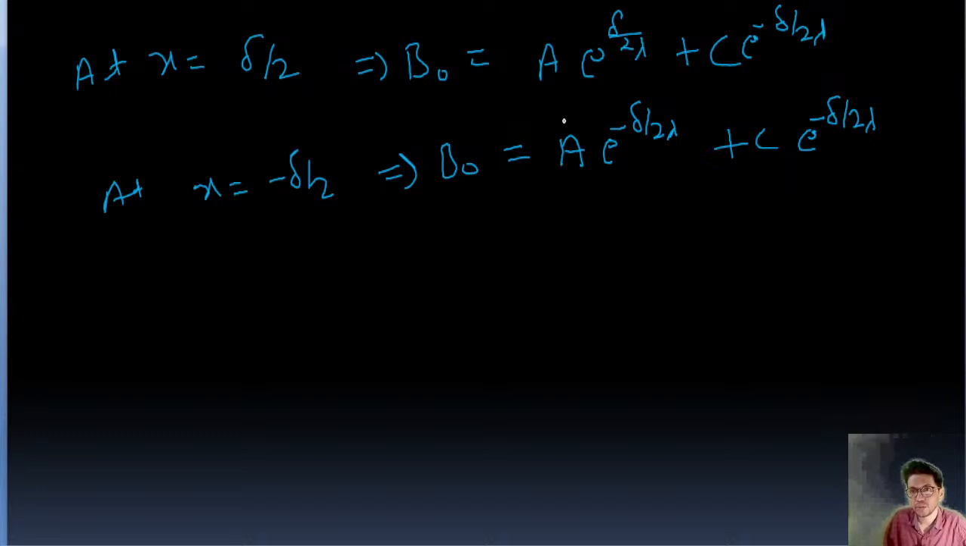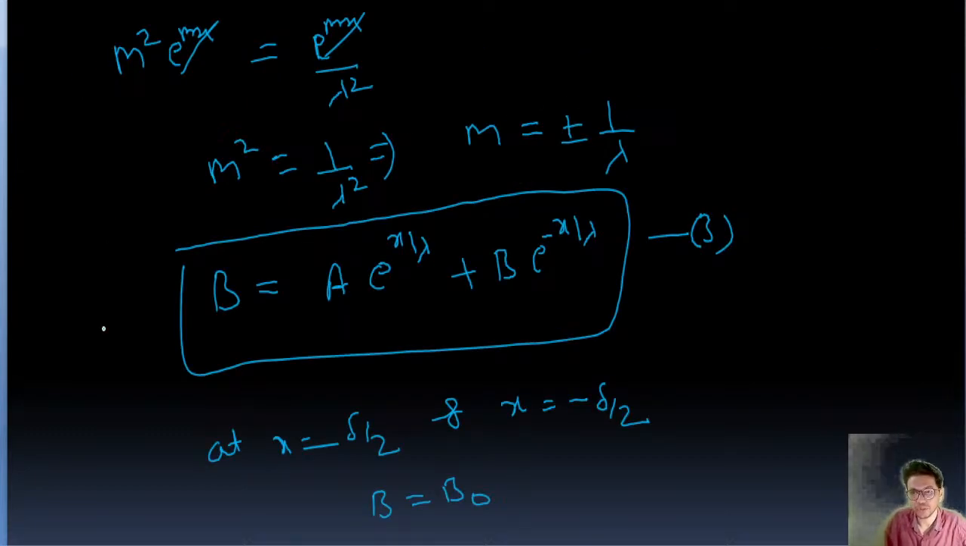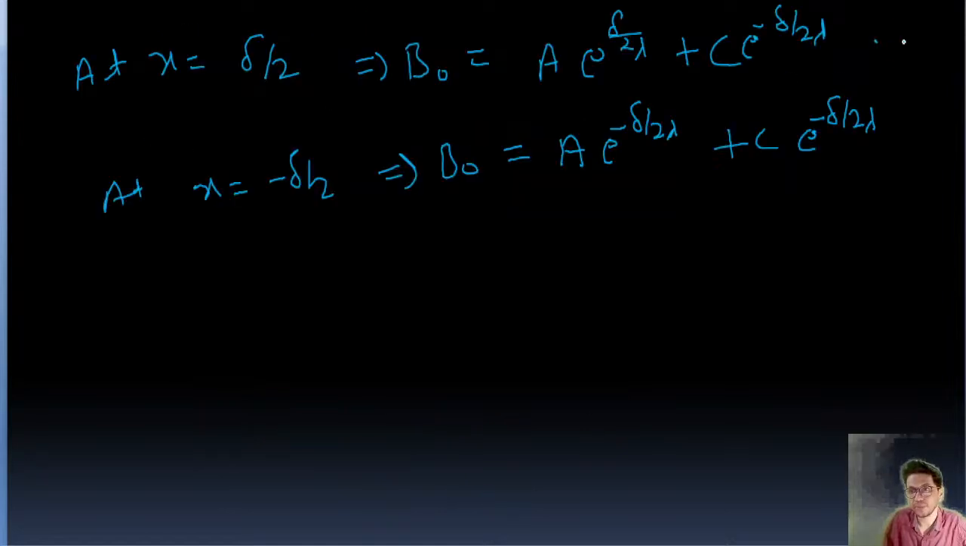Okay, this one at x equal to delta by 2 and this one at x equal to minus delta by 2. So now if we solve these two, these values are equal, right? This is equation 4 and 5. If we solve 4 and 5, we are going to get A equal to C.